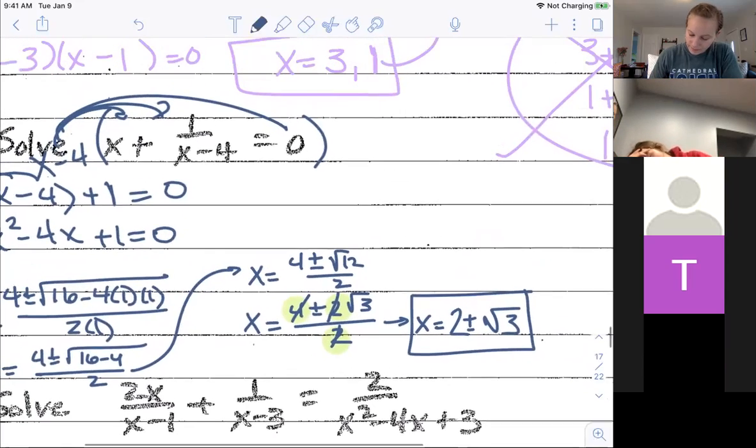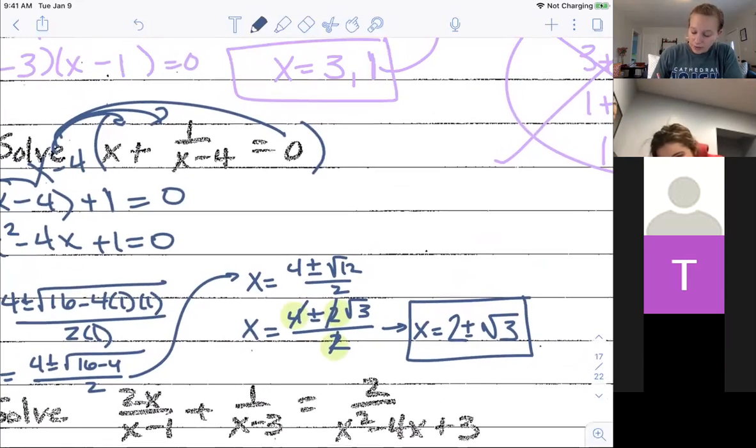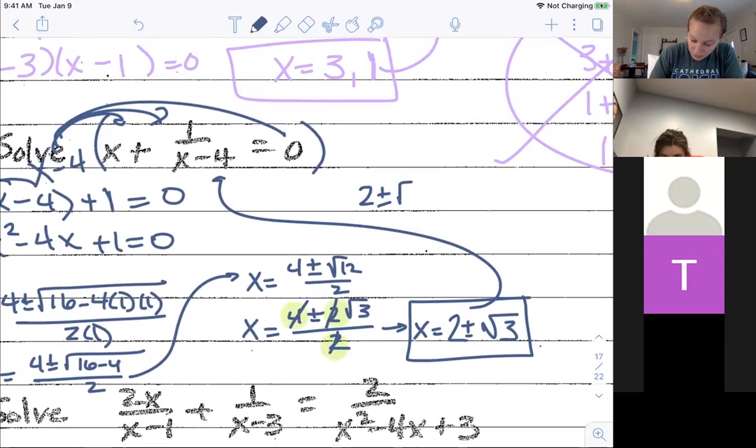That's my answer. If I were to plug it back in up here, if I had 2 plus or minus root 3 minus 4, that would never, ever, ever equal 0. So that's fine. You don't have to plug it all the way back in to solve. We just know it would not equal 0. So 2 plus or minus root 3 is an okay answer.